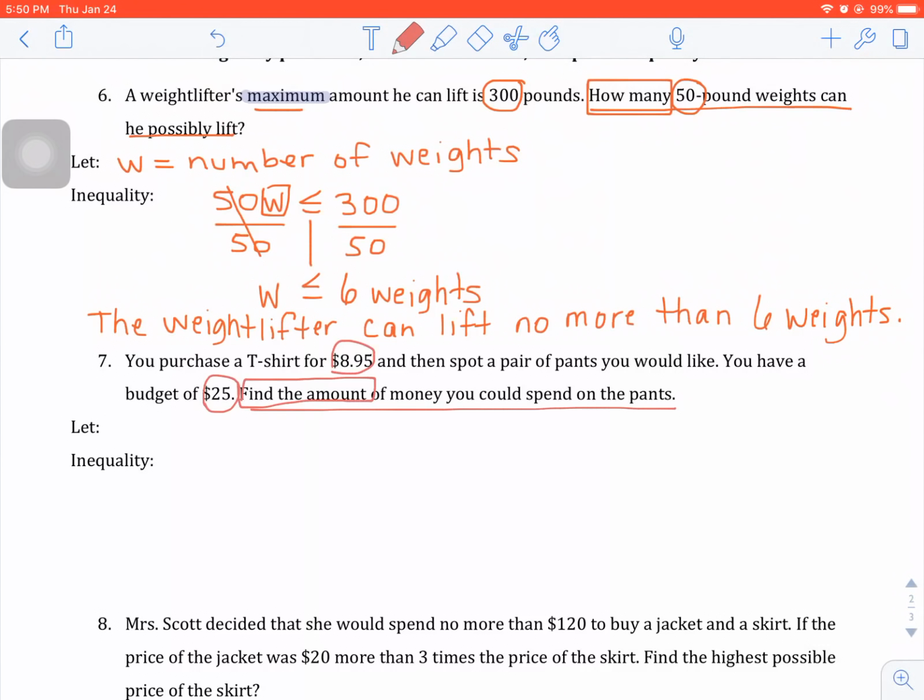Okay, so I'm going to highlight the word budget. So budget means that is the amount of money that you have to spend. You cannot spend more than $25. So we know our inequality is going to be less than or equal to. Let's start off by defining a variable. So I'm going to say M equals the money that could be spent on pants. So I will just say money spent on pants.